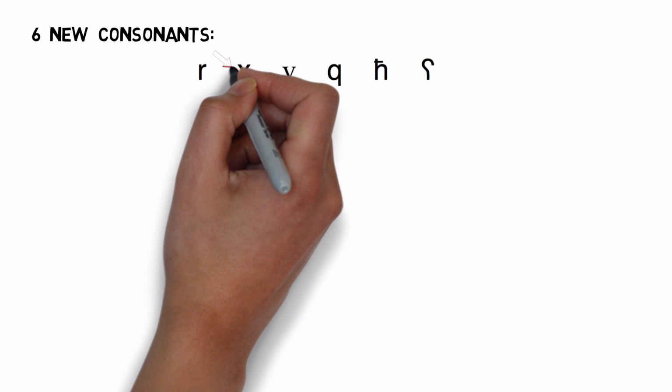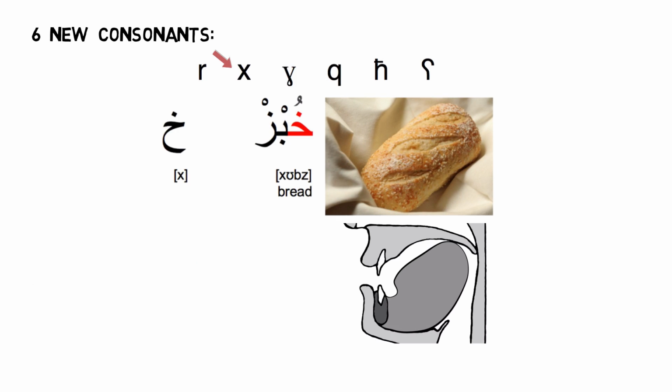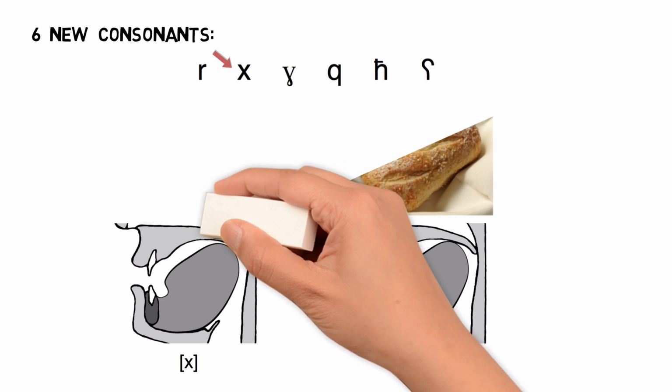First up, as in khubz. To make this sound, bring your tongue up near where you'd say K. But instead of touching your soft palate with the back of your tongue, just get close to the soft palate and let air squeeze by. That gives you khubz.